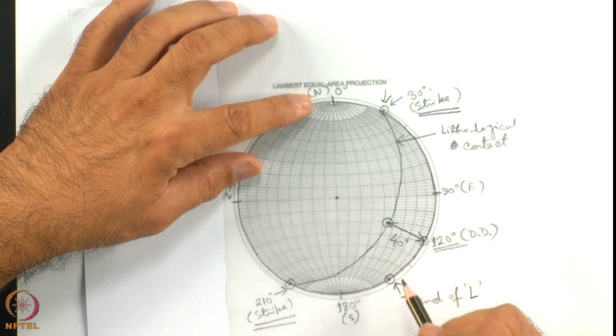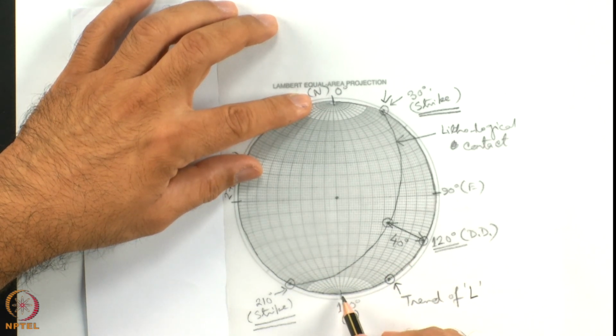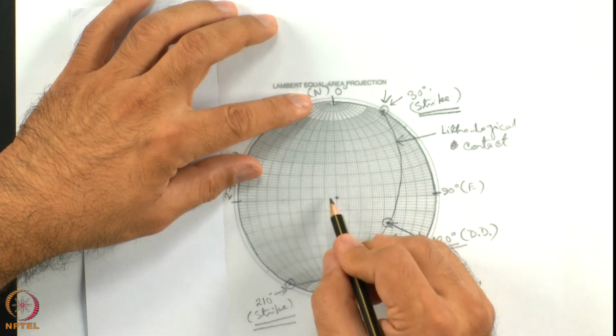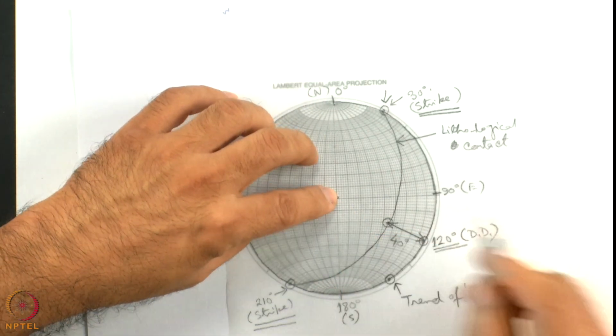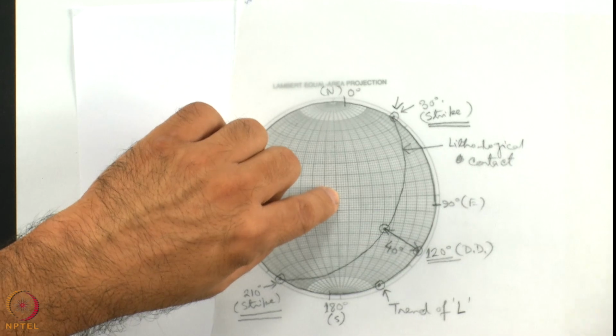To use the plunge data, first of all, I will bring this point at the south of the Stereonet, maintaining the center to be the same. So, I rotate the tracing sheet.